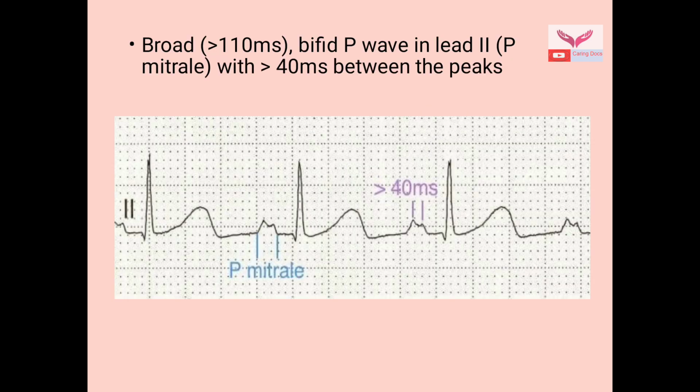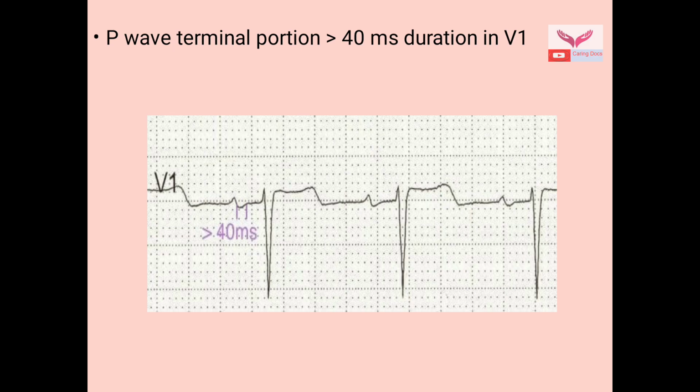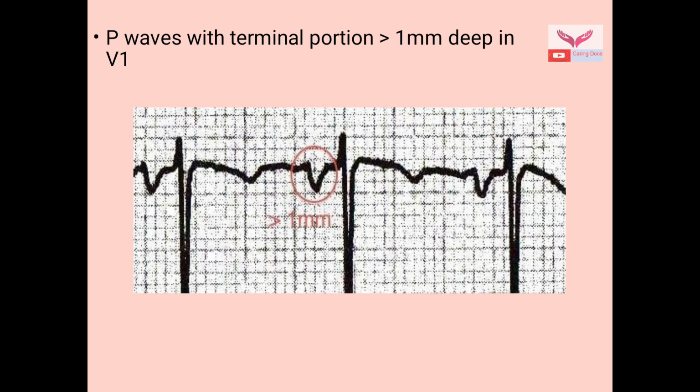In this ECG, we can see broad more than 110 milliseconds bifid P wave in lead 2, and this is called P mitral with more than 40 milliseconds between the two peaks. So in this ECG, we see P wave terminal portion more than 40 milliseconds duration in V1. And we can see here P wave with terminal portion of more than 1 millimeter deep in V1.